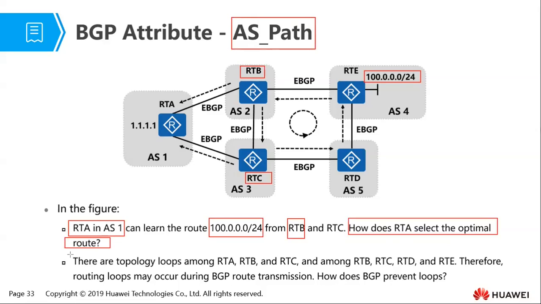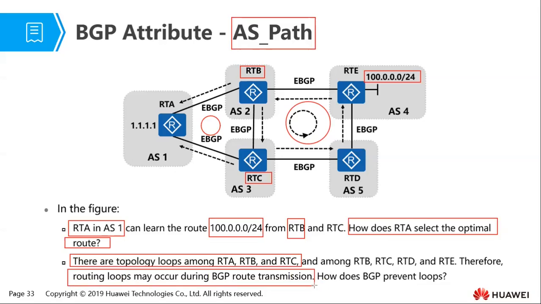Number two, there are topology loops. So we can have a topology loop here. Let me use a circle. We can have a loop here between those three routers. We can also have a loop here between these four routers. Therefore, routing loops may occur during BGP route transmission. So how does BGP prevent these loops? So let's begin by answering the first question.